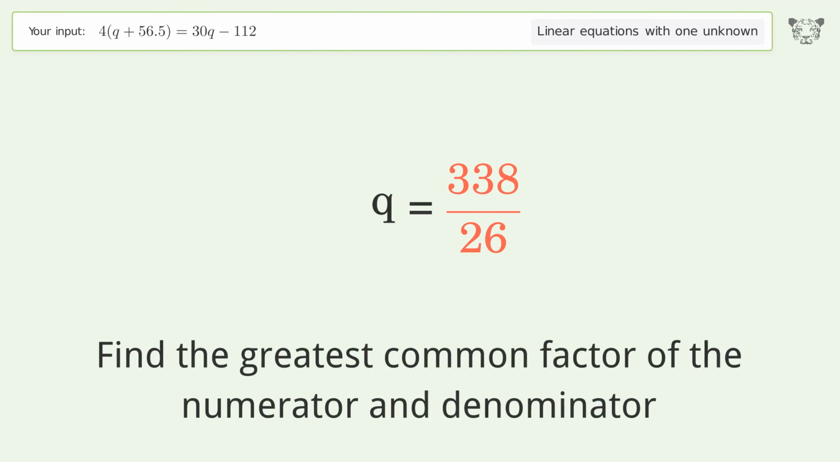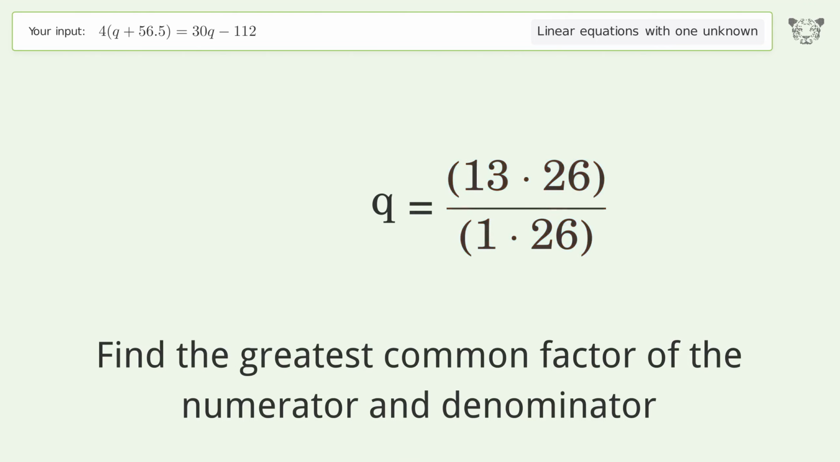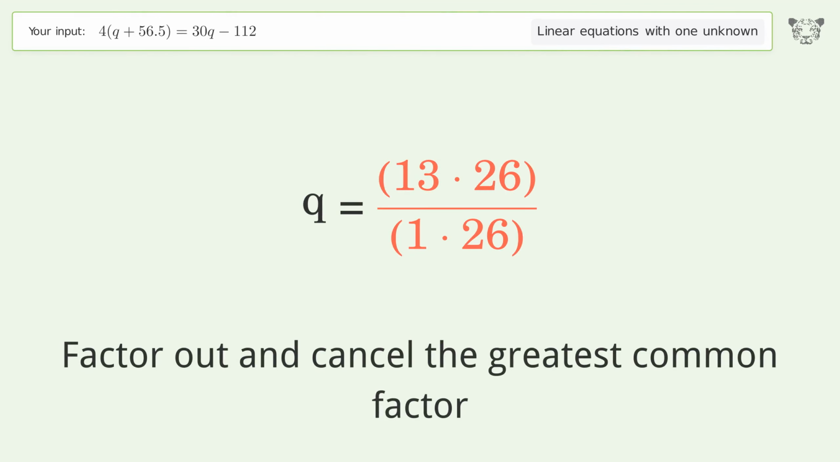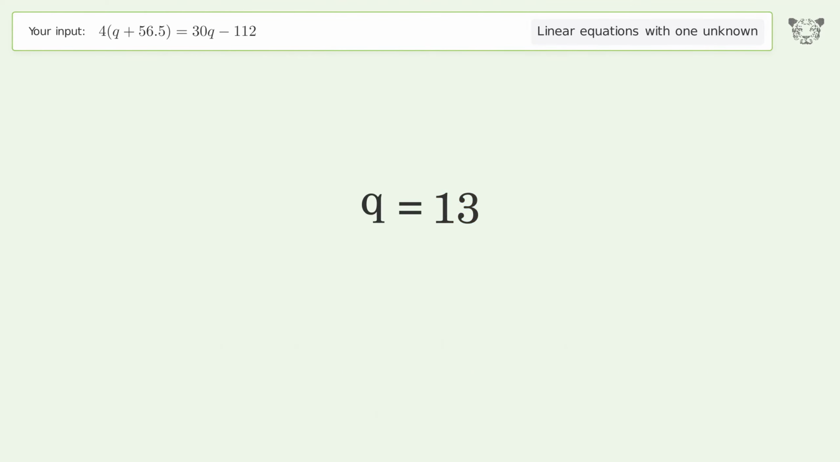Find the greatest common factor of the numerator and denominator. Factor out and cancel the greatest common factor. And so the final result is q equals 13.